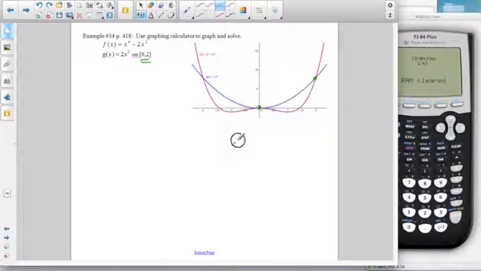if we look on the interval from -2 to +2, the upper curve is the quadratic 2x squared over the entire interval, and the lower curve is the quartic, or the fourth degree, x to the fourth minus 2x squared.